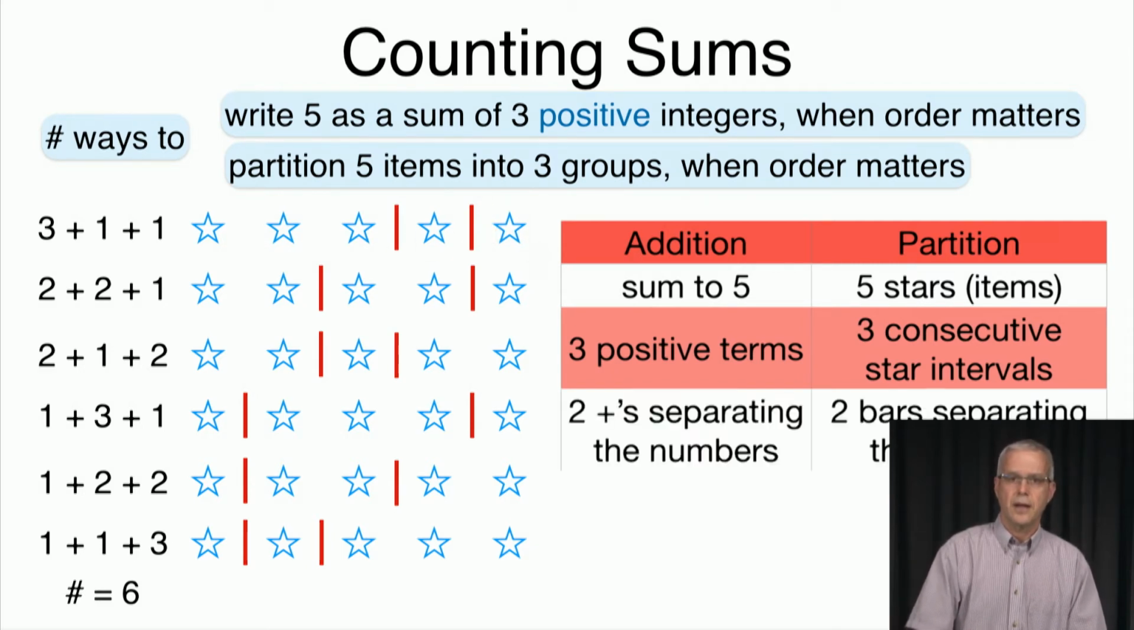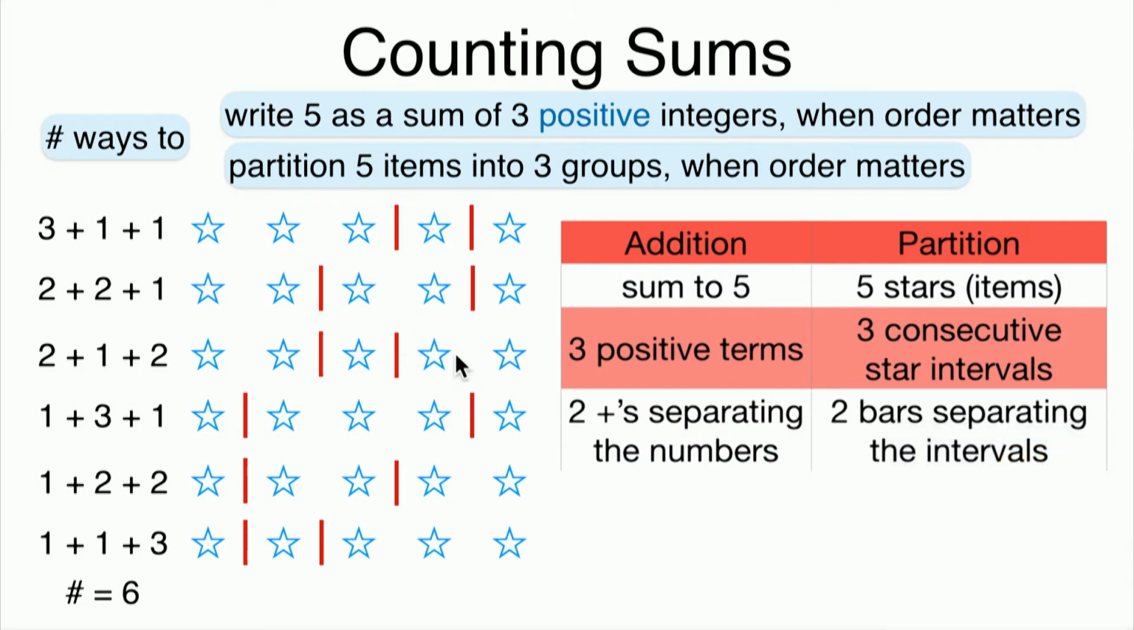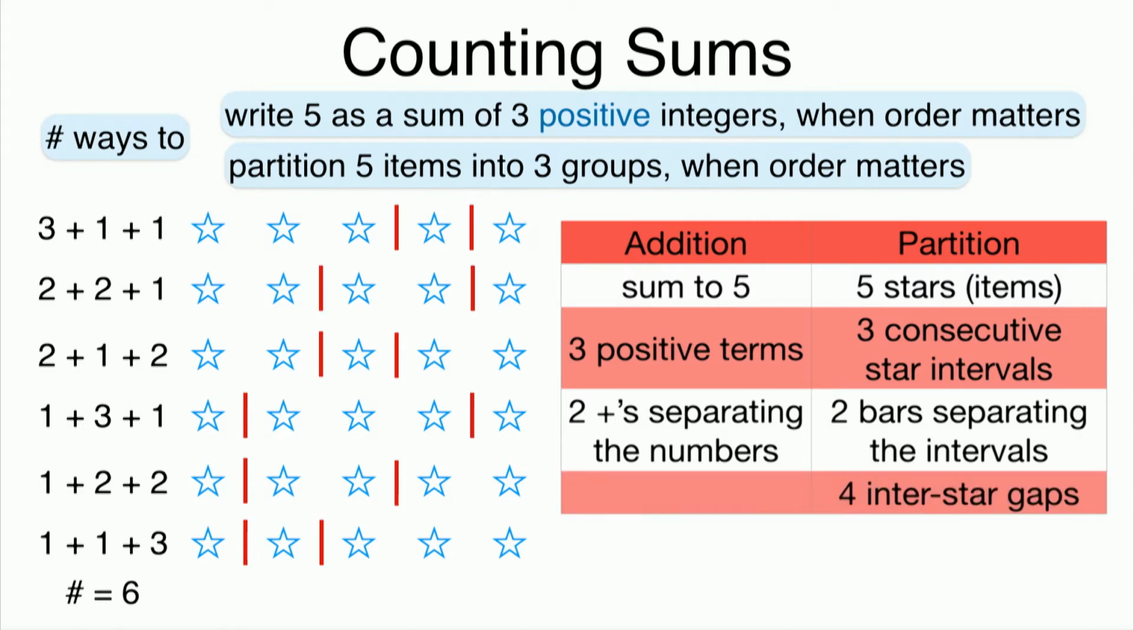And for addition, we have 2 pluses, because we have 3 terms, and the pluses separate the 3 numbers. Similarly, here we have 2 bars that separate the intervals. So these bars play the role of the pluses. But there's something that we have in the partition that we don't quite see in the addition, and that is, for the partition, we have 4 gaps. We have 5 stars, and 4 gaps between them, 1, 2, 3, 4, where we can place the bars. This does not quite exist in the addition.